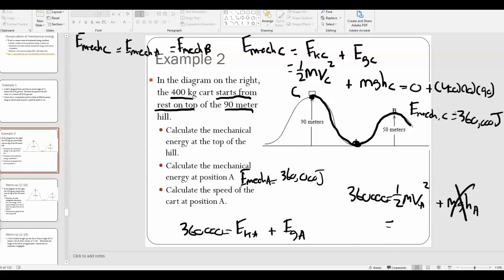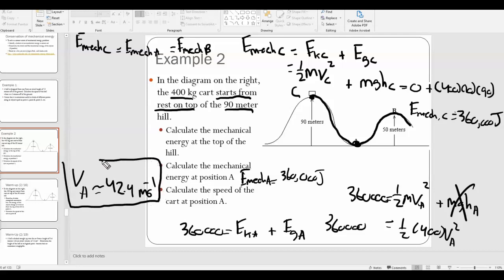That means that second term actually goes away. And so we have 360,000 equals 1 half times 400 times vA squared. And so you can rearrange this and find vA by itself. See if you can get that. So 360,000 divided by 200, take the square root, you should get 42.4 meters per second. And that is the answer to example 2. This is just a very basic conservation of mechanical energy problem.